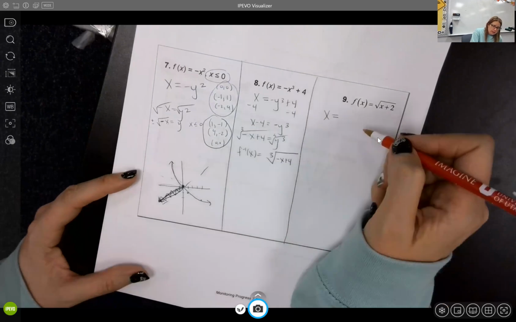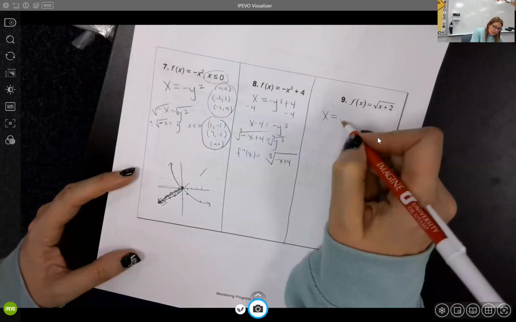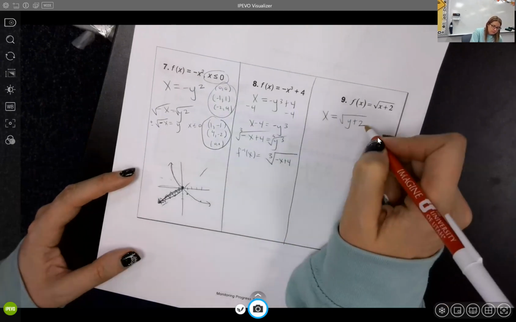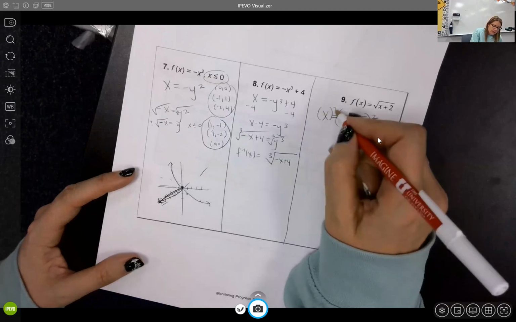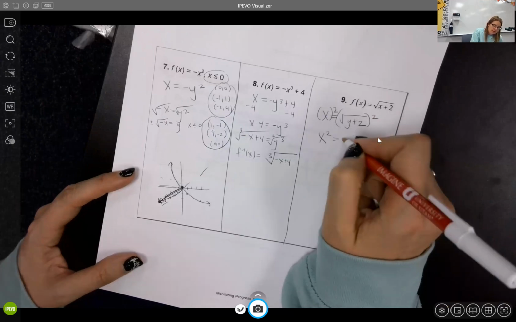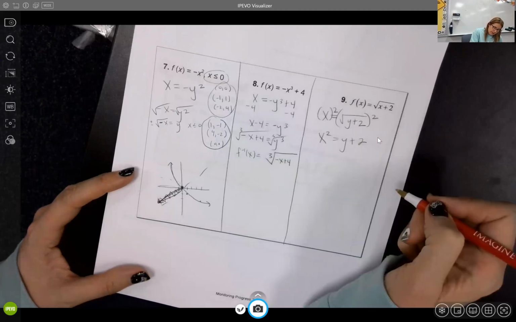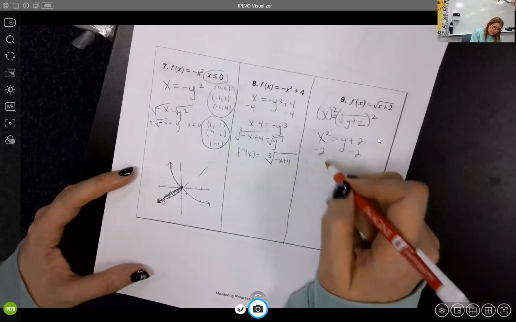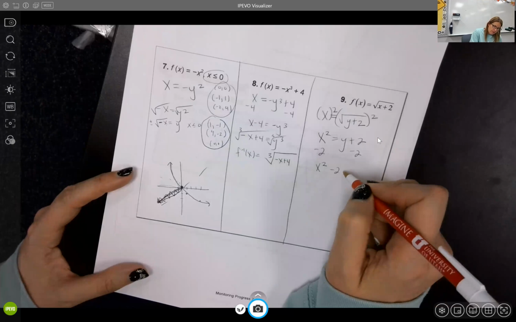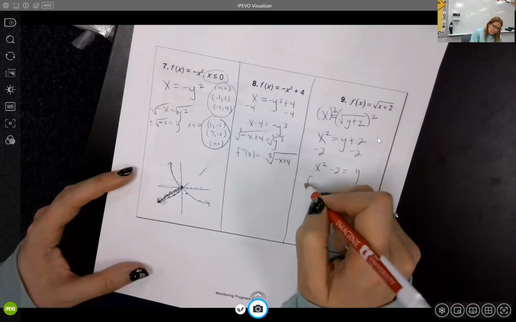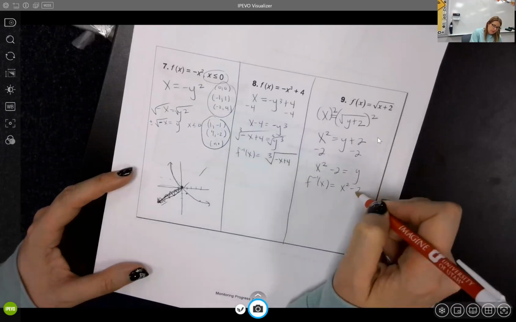So x equals the square root of y plus 2. I'm going to square both sides. I get x squared equals y plus 2. Then I want y by itself, so I subtract 2. So x squared minus 2 equals y. So my inverse is x squared minus 2.